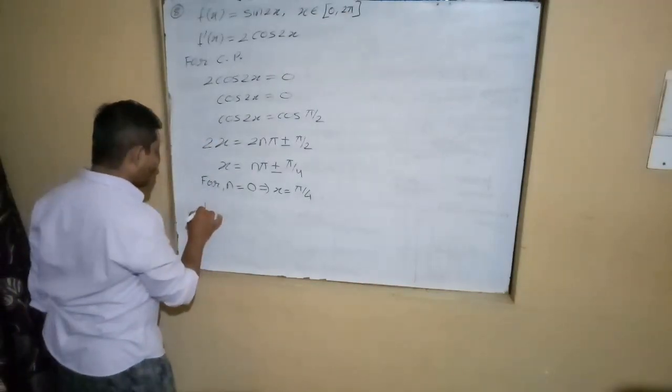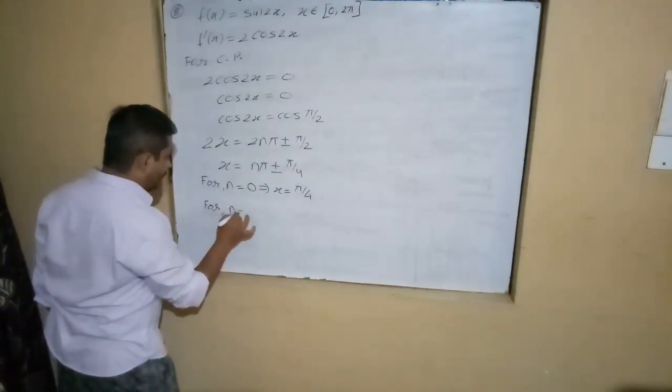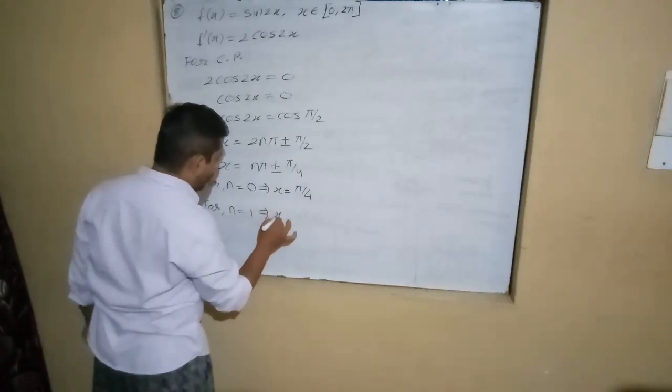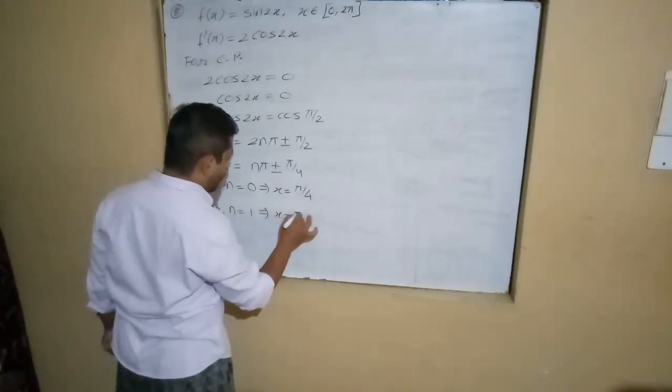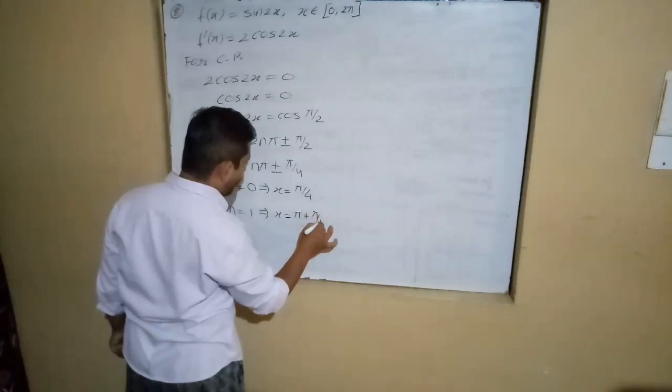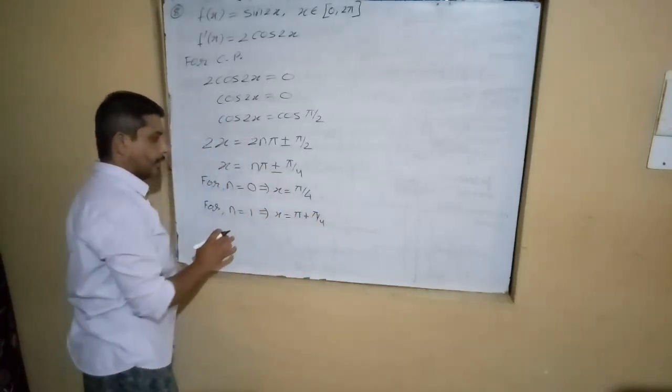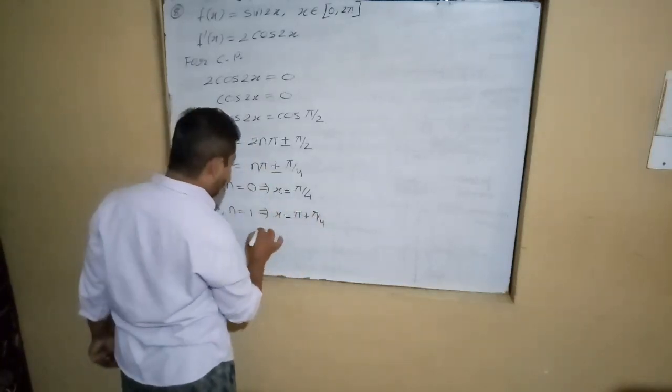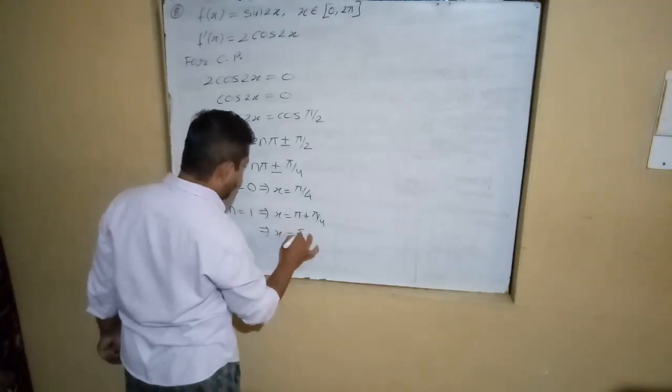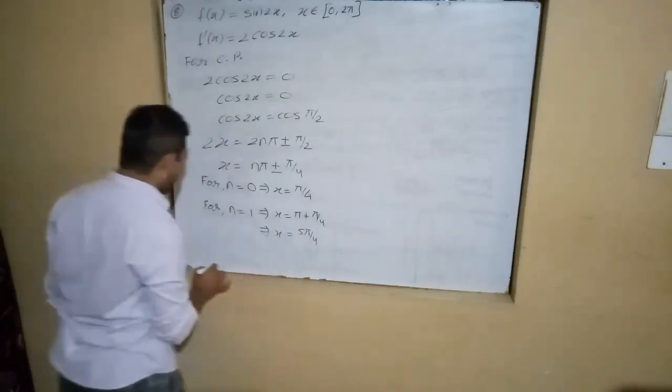Now we put n is equal to 1. So what will x come? Pi plus pi by 4. Again we leave the negative sign. You understood why? So what will x come? 5 pi by 4.